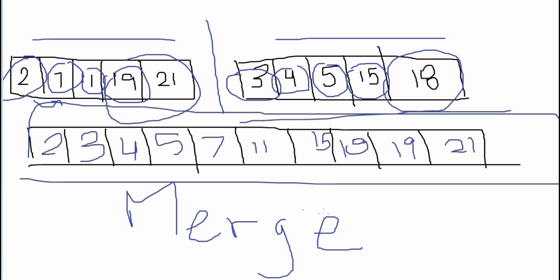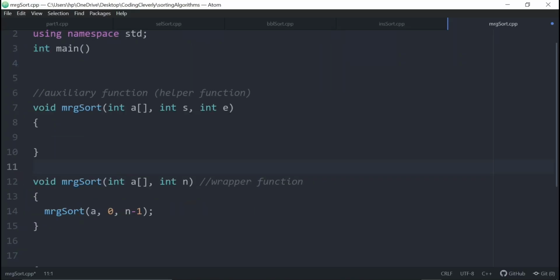So now let's go back into our code, and now let's start typing along. So first of all, let's have this merge sort, and inside of this we have an array, we have this int s, we have this int e, we have a helper function.